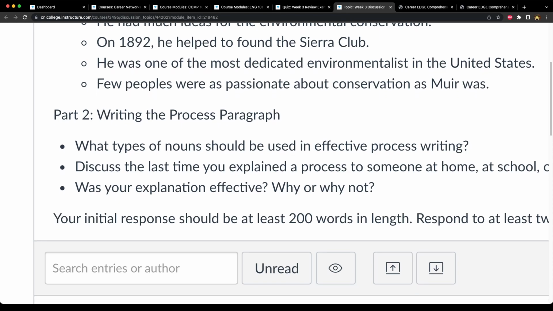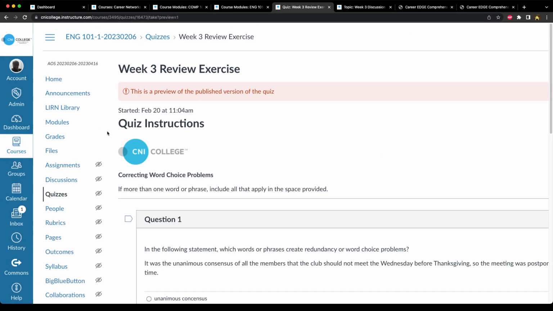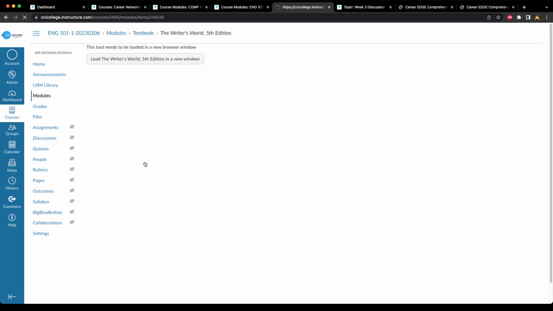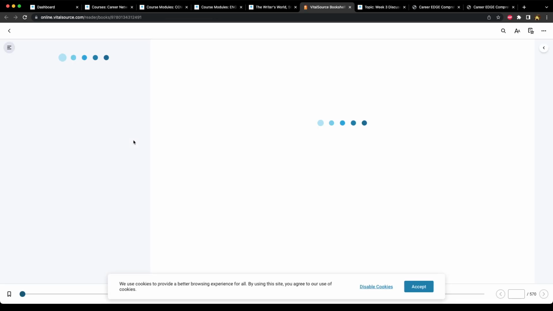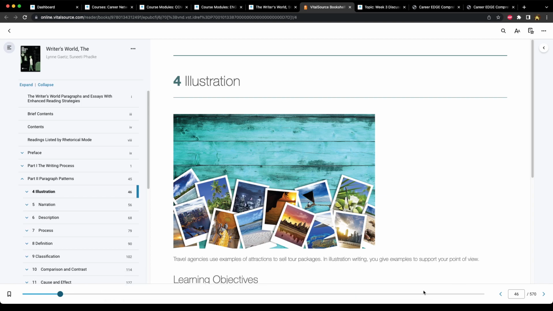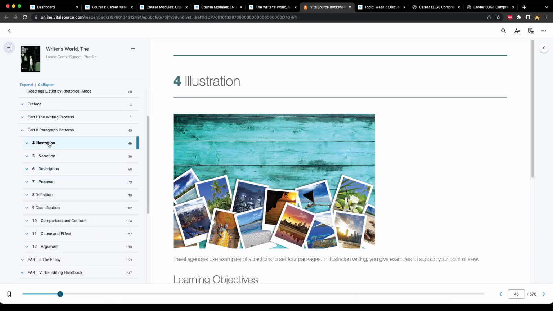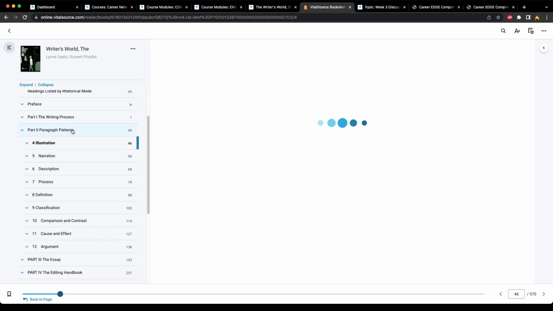And again, if you don't know where to find this, let's go to our textbook. Once we open up our textbook here, I believe on page 45 is where they start going over these paragraphs, right? So again, we're talking about illustration, narration. Now we're looking over the process.